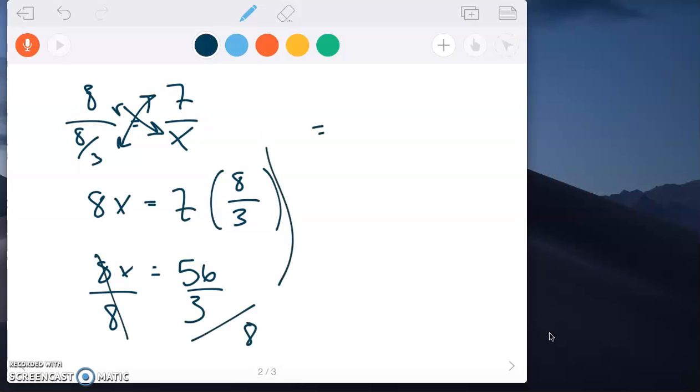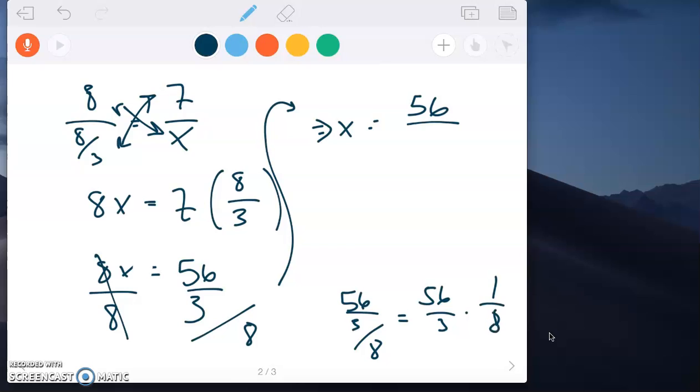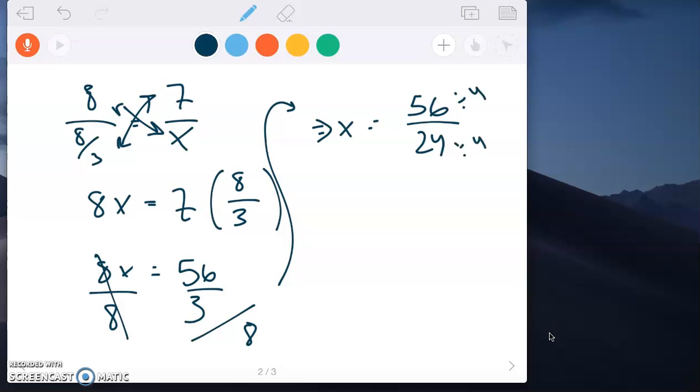So now we have X equals 56 over, and when you divide by a number like that, you just have to multiply it by the bottom. Because remember, 56 over 3 all divided by 8 is the same thing as 56 over 3 times 1 over 8. So you just multiply across. So 8 times 3 is 24. All right, but we can reduce that, right? If we divide top and bottom by 4, we get X equals 14 over 6. Then we can further reduce that to 7 over 3. So we're going to say X equals 7/3.